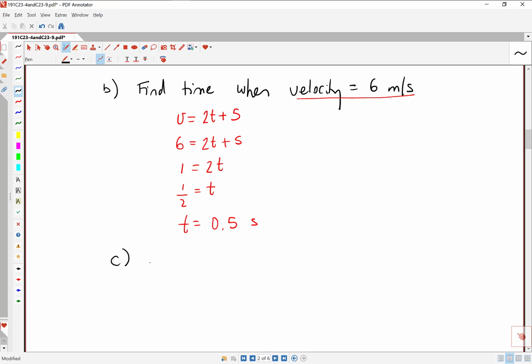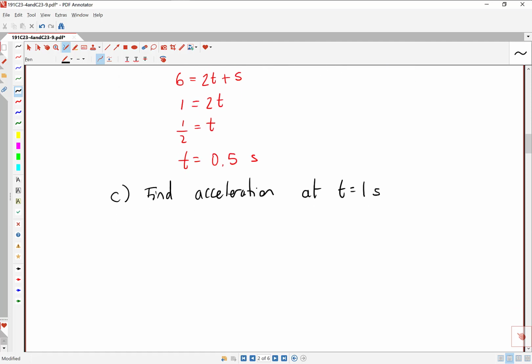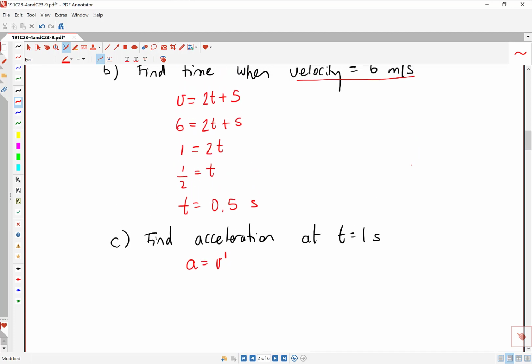So part C, let's find the acceleration at time, let's say 1 second. So 1 second after the car starts moving, what is its acceleration? All right, so to find acceleration, we'll say acceleration is the derivative of velocity. And let's look back to part B, where we actually had a formula for the velocity written down. So this is our formula for velocity.